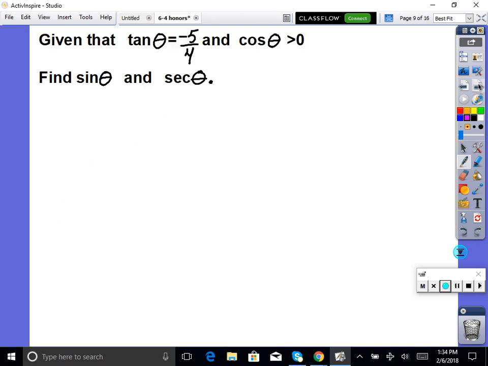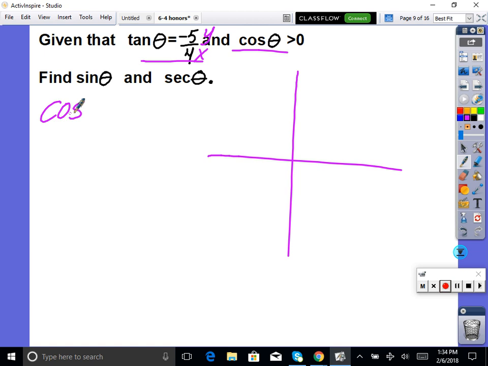Okay, so it says, given tangent of theta is negative 5 over 4, and cosine of theta is greater than 0, find sine and secant. So what this is, guys, is this is giving you hints on where to draw this in, what quadrant. So let's think about this. Isn't tangent y over x? Sine over cosine, correct? So now you say, okay, well, now next thing we know is that the cosine of theta is greater than 0.